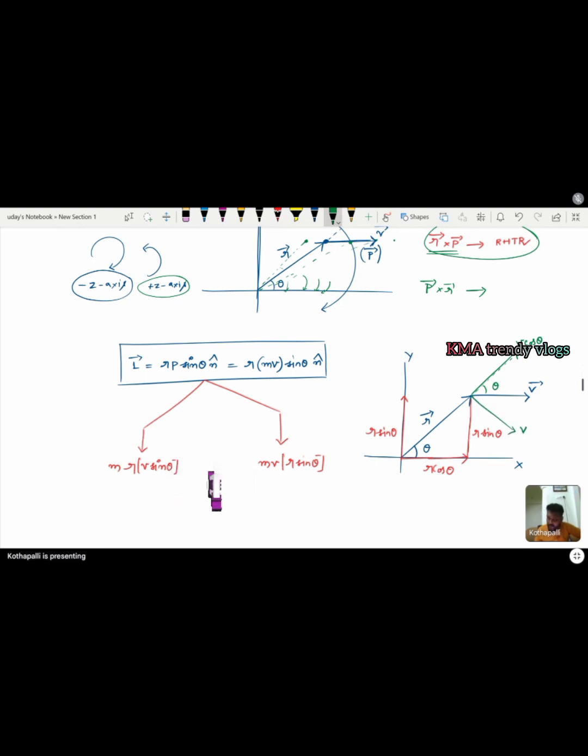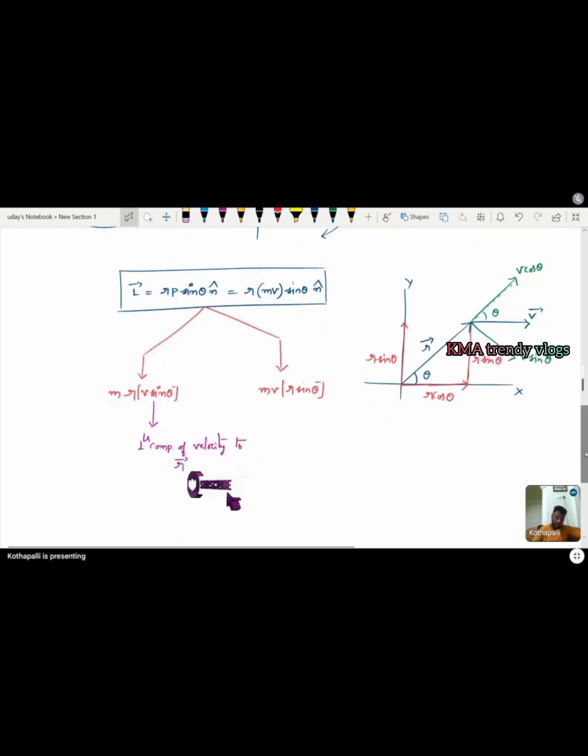This component will be v sin theta, right? Now see, this expression I'll explain from the diagram. M is mass, R is the magnitude of the position, which means this length. And v sin theta, what is v sin theta actually? V sin theta is the perpendicular component of velocity to the R vector. What is the meaning of v sin theta here? The perpendicular component of the velocity to the position vector. That is what v sin theta is.